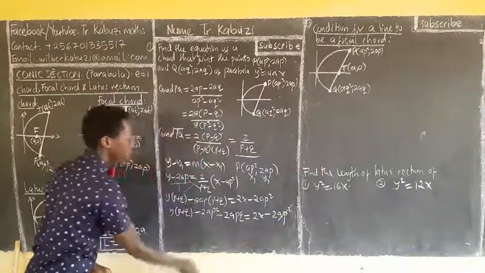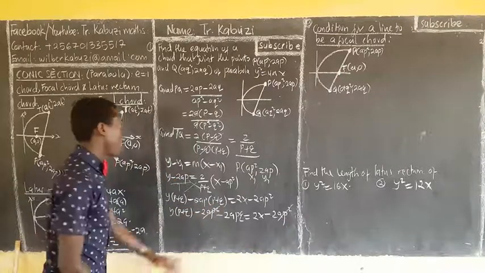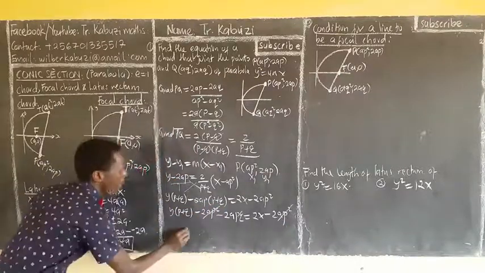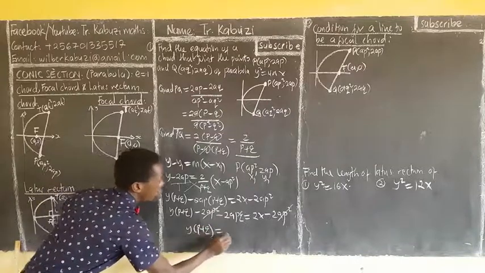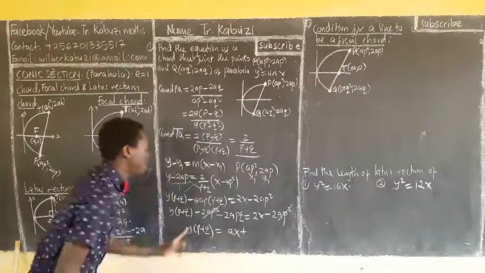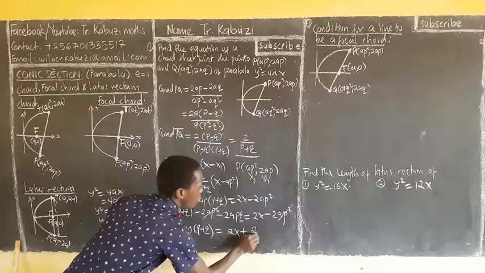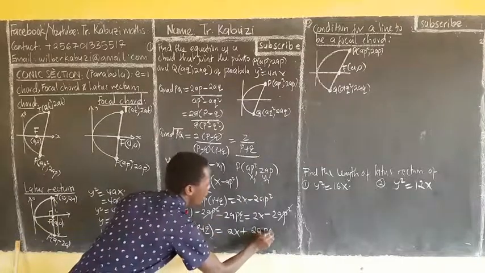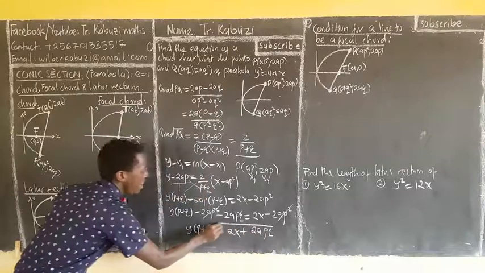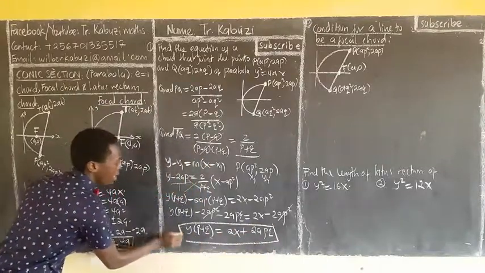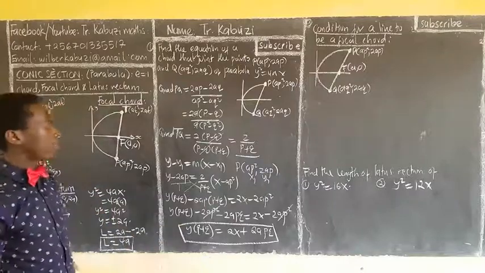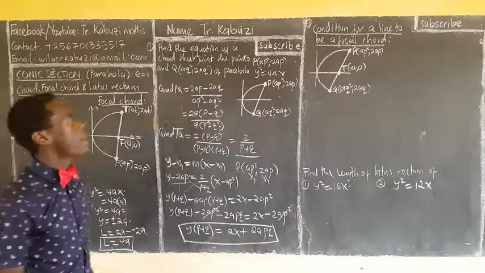And you see that this goes away with this. When I take this the other side, I have now y(p plus q) equaling to 2x plus 2apq. And remember, this is the equation of a chord. So this is the equation of a chord always to a parabola.